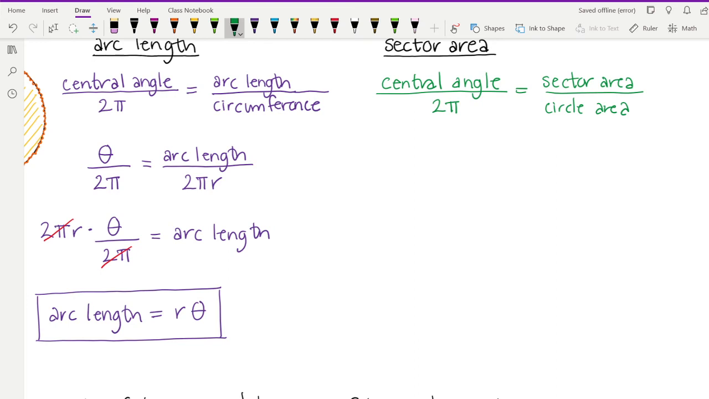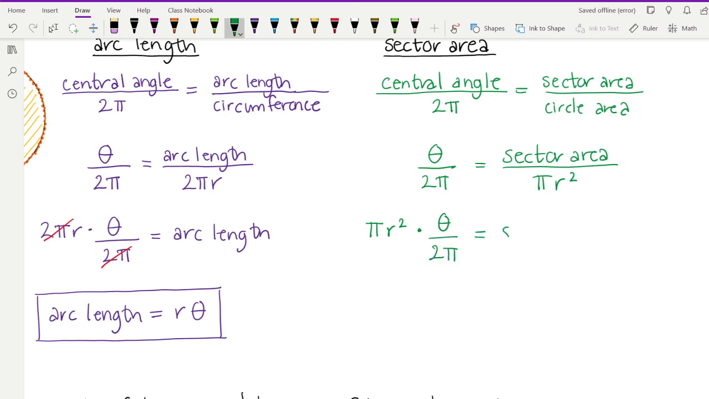So again, I'm just going to clean this up a little bit. Let's write this as theta over 2 pi is equal to sector area divided by, so the area of a circle is pi r squared. So just like we did on the other one, if we're trying to isolate the sector area, we want to multiply both sides by the denominator of the right-hand side. So we're going to end up with pi r squared times theta over 2 pi is equal to the sector area.